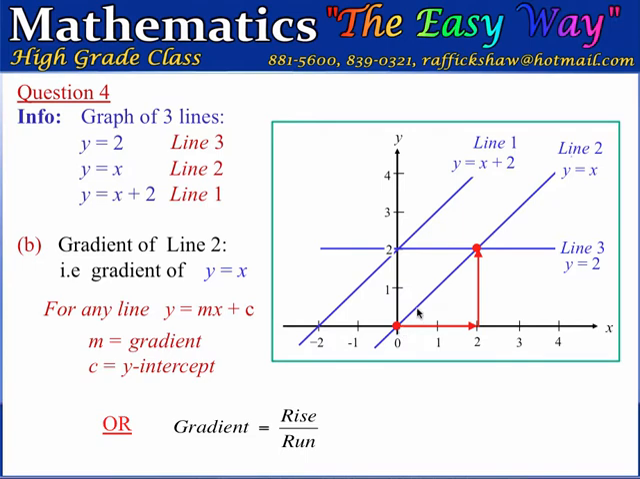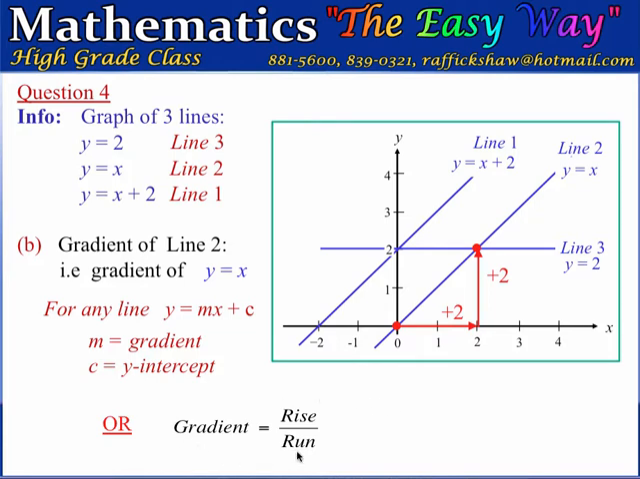To go from this point to this point along the line y = x, we would have to run 2 units to the right and rise 2 units upwards. When the run is to the right, it has a positive value, and so this run is positive 2. When the rise is upward, it also has a positive value, and so this rise is 2. That is, to go from this point to this point along the line y = x, we rise 2 and we run 2.